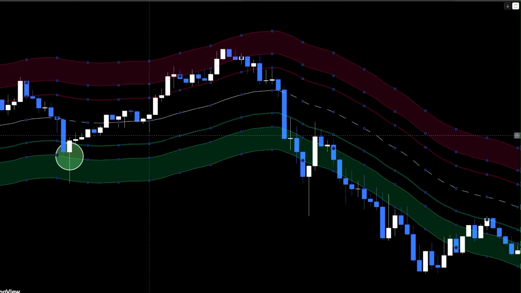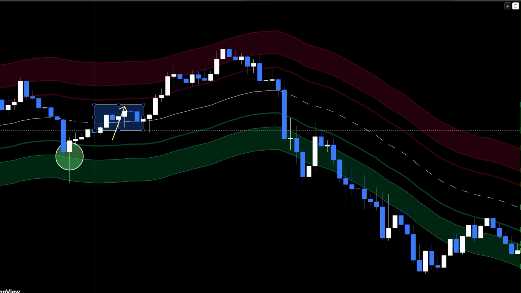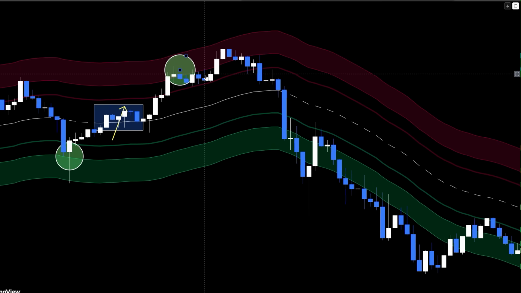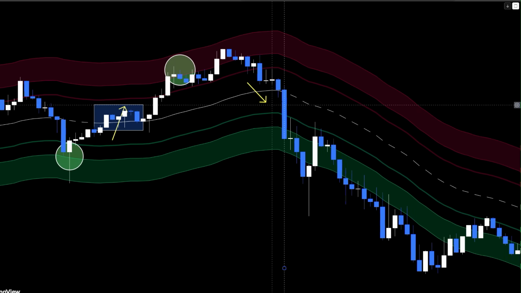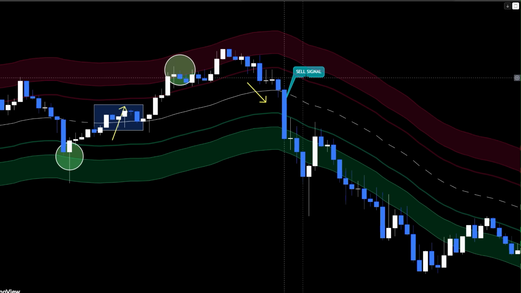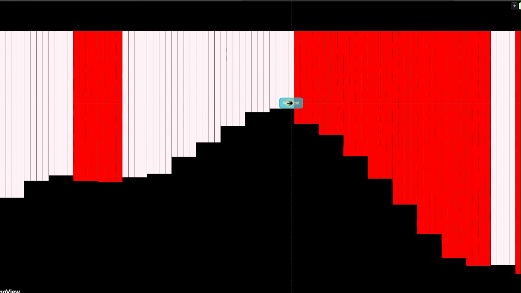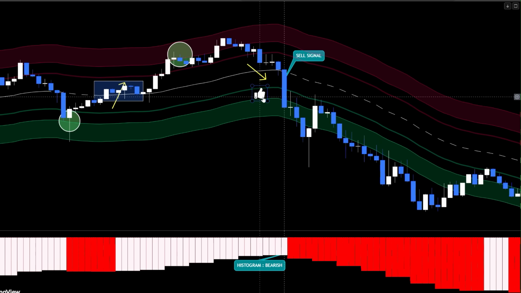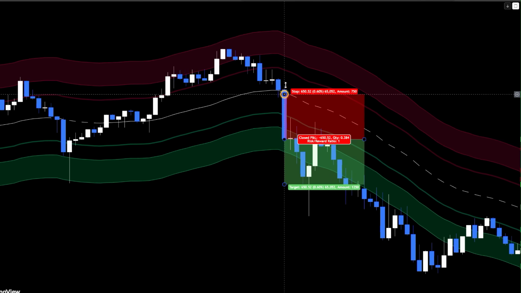The exact opposite applies for a sell signal. The price touches the lower band, then moves up and touches the upper band. After that, look for a bearish breakout of the midline. The CMAD should confirm this with bearish momentum, meaning its histogram is below the zero level. And that's the whole simple TradingView indicator strategy.